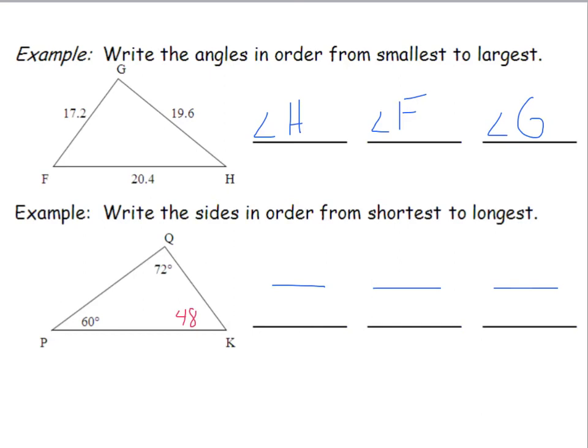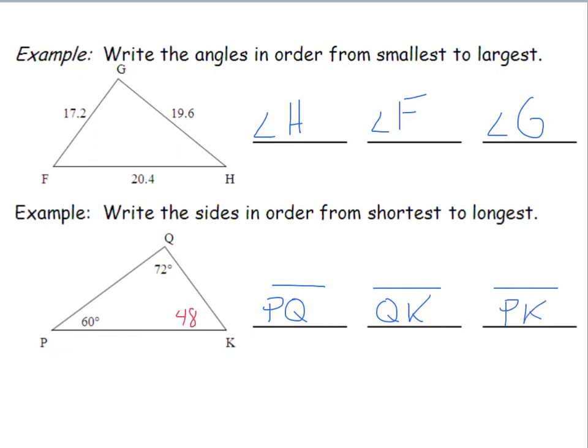So let's go to the smallest angle. The smallest angle is at K. So if the smallest angle is at K, that means the smallest side would be opposite of that. So my smallest side would be segment PQ. The next smallest angle is P, so the side opposite of that is segment QK. And the largest side of the triangle would occur across from the largest angle. So the angle Q is the largest, so that means PK is my largest segment.